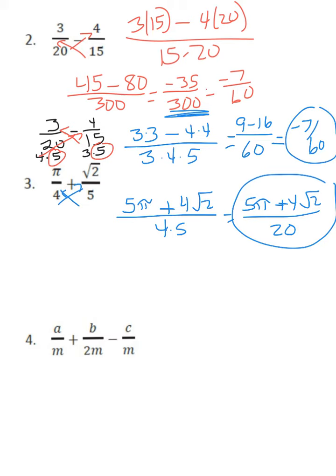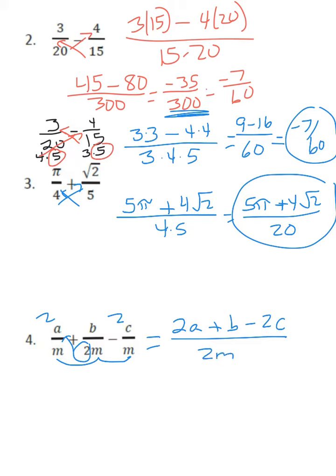Last one right here. What do we got here? Well, they all have an M if you notice. So if you take my thing from before, we don't need an M. The only thing that's missing is the 2. The B has the 2 in the bottom, but the other two guys don't. So I'm multiplying this one by 2 and this one by 2. If I do that, you will get 2A plus the B minus 2C, and the whole thing is over 2M, my common denominator. And that is your answer.